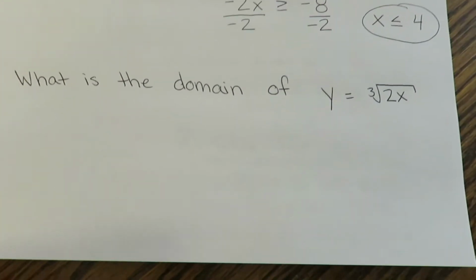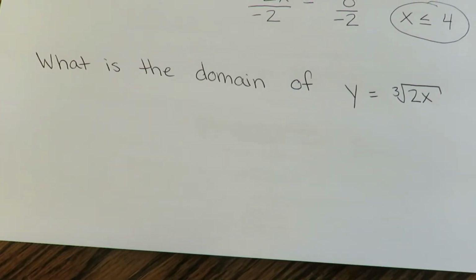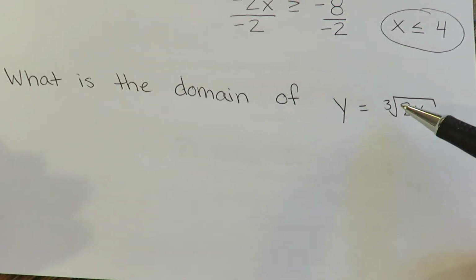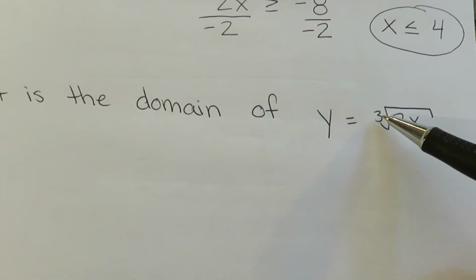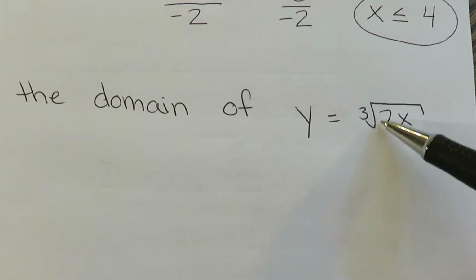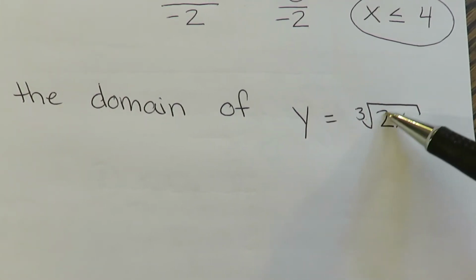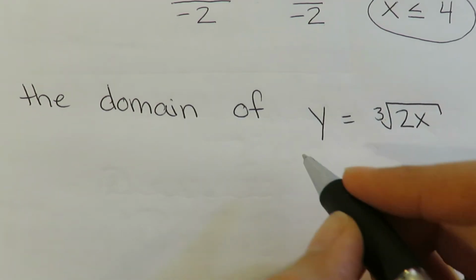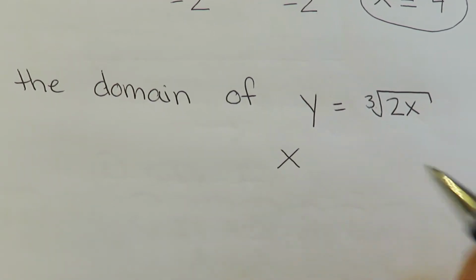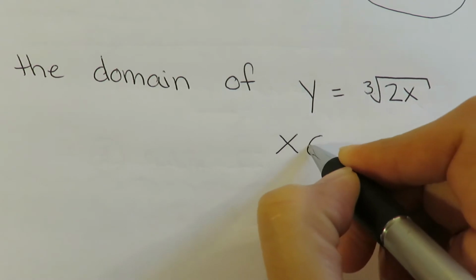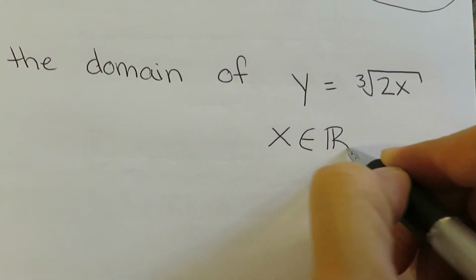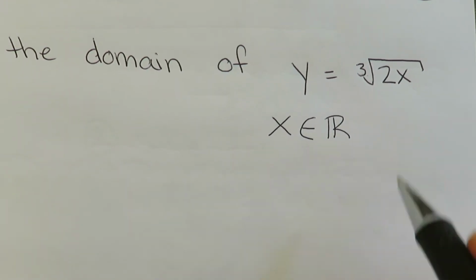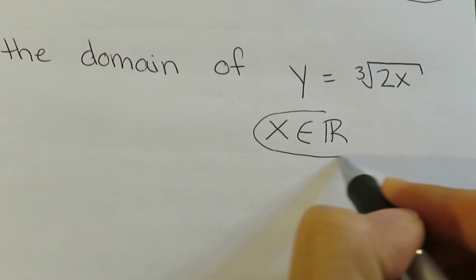So what is the domain of y equals the cubed root of 2x? Well, step 1 is looking at what kind of root I have. So this is an odd root, which means it doesn't matter if it's a positive answer or a negative or a 0 in here, anything goes. So because it's odd, my domain is that my x's just have to be in the set of real numbers, which basically means x can be anything that I want it to be.